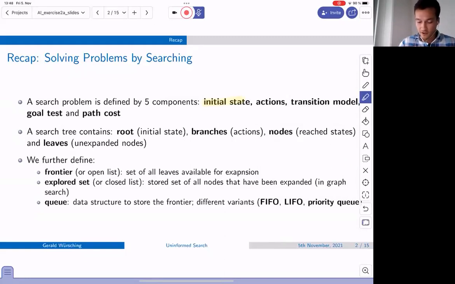Then we have defined some kind of actions that we can take, so we have some kind of action space, which depends on the specific problem we have. We have some kind of transition model, which tells us what exactly happens when we perform an action in a certain state.